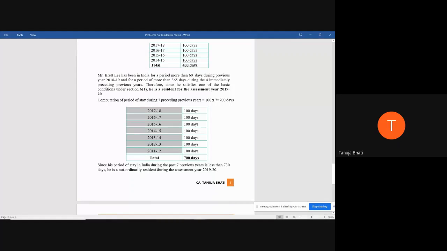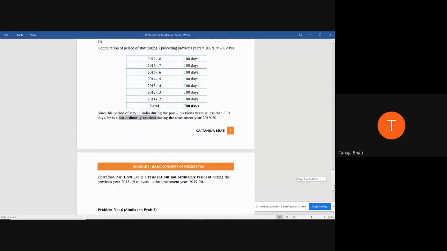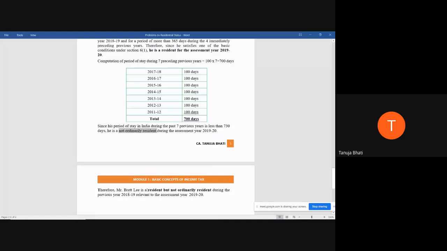So since his period of stay during the past 7 previous years is less than 730 days, he is a not ordinarily resident during the assessment year 19-20. So he got the status as resident, but he is a resident and not ordinarily resident. Is this clear, students? So you can write, therefore, Mr. Bradley is a resident but not ordinarily resident during the previous year 18-19, and the assessment year for that is 19-20.